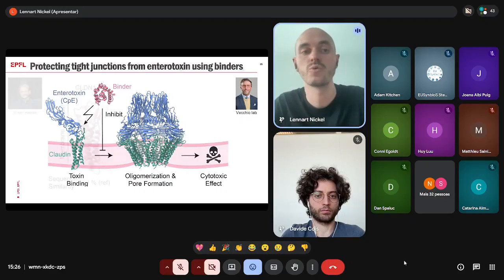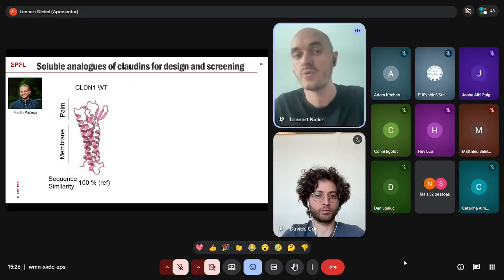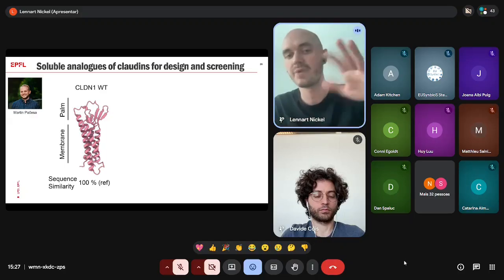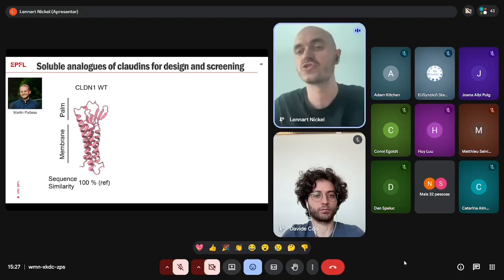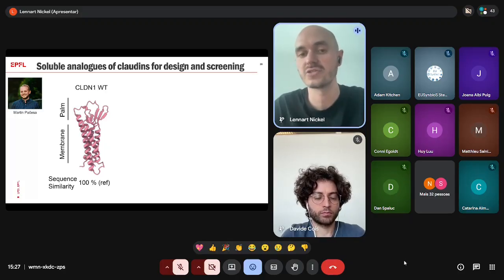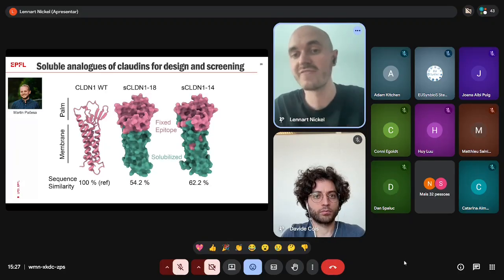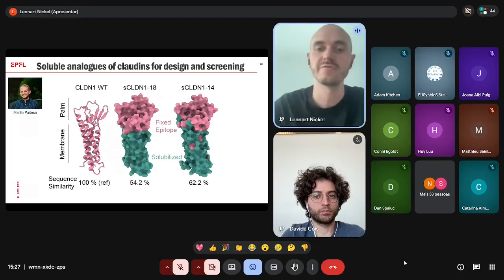And we could build on work that Morten has been pushing before, which is bringing membrane proteins into the soluble space. And there they also, just by chance, worked on Claudins. They are quite simple molecules because they have only a few helices in the transmembrane region. So what they did, and I don't want to take too much away from their work, is essentially fix the epitope, which is this palm region on the top, and solubilize the rest. So you could now use it as a soluble protein. And we had two flavors of this, one that was a bit more conservative than the other.